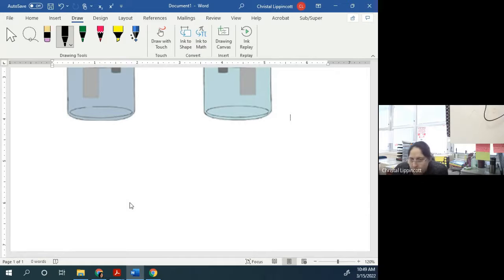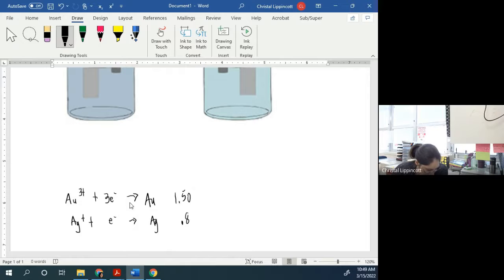For this one, the two reactions that they gave us were Au3+ plus 3 electrons yields Au, and they told us that that was 1.50. Then we had silver, and that is going to be 0.8.